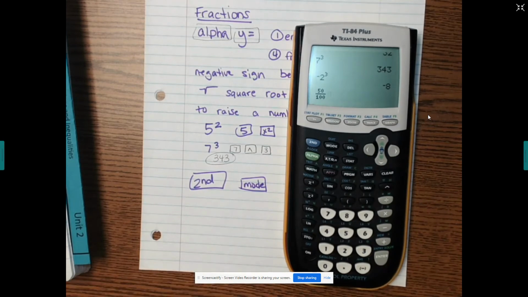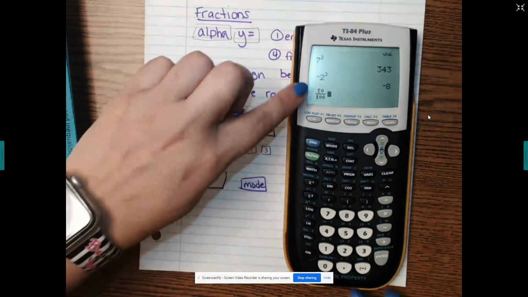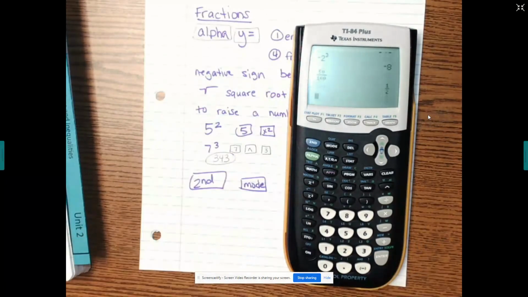Remember, it's alpha y equals, enter, 50 on top, arrow down, 100. Okay, now I know that you guys are smart enough to know what that is simplified. It's 1/2. We know that. I just want to show you how easy it is to let the calculator do it. 50 over 100, enter.